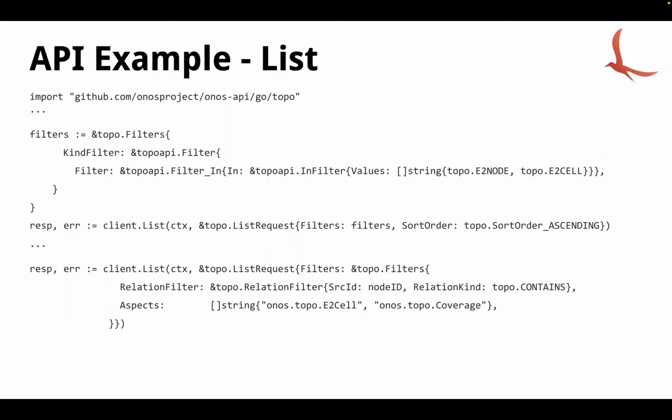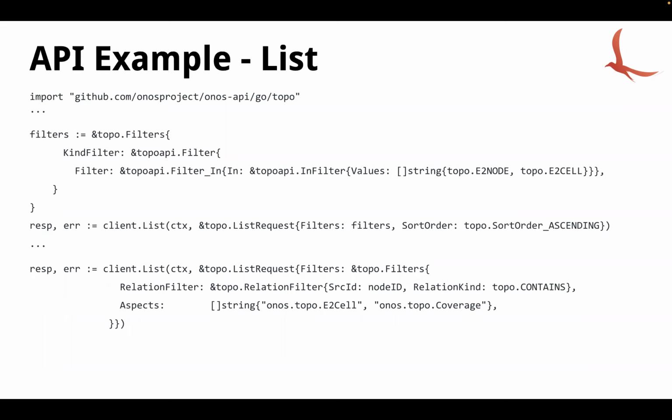Here's an example of a list with a filter. The specific one is a kind filter, so I'm interested only in certain kinds of things. We're not interested in one kind, we are interested in E2 nodes and E2 cells. So we produce an in filter, which is an in-set filter, by giving it an array of kinds and then putting that into the list request. In this particular case, we would like to have them sorted in ascending order based on the ID.